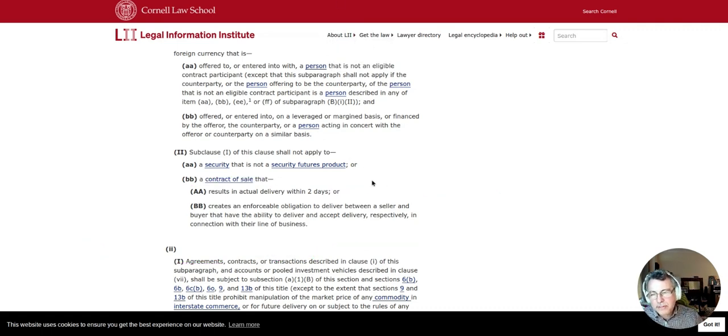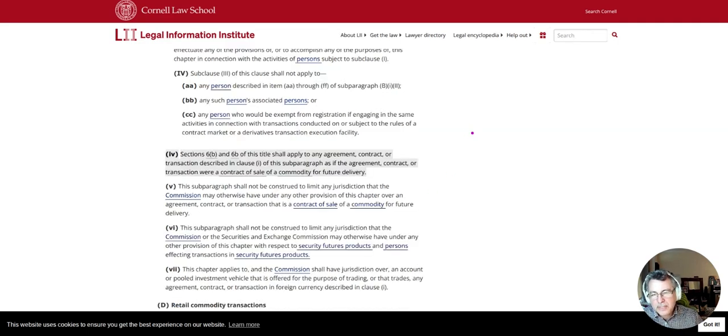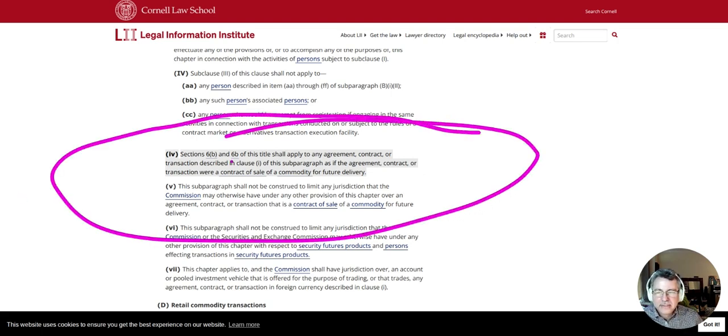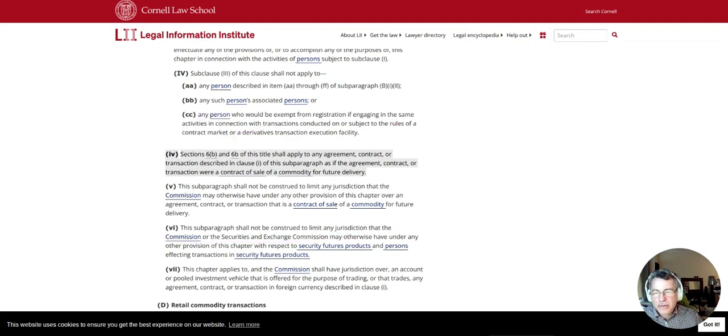And the really interesting part of this is if you scroll further down, and with regard to 2C2C, this so-called Zellner fix, it says that sections 6(b) and 6b shall apply to any agreement, contract, or transaction described in section 1 of this paragraph, which again is Forex futures and options and leverage or margin Forex. And it'll apply as if the agreement were a contract for sale of a commodity for future delivery. So it applies as if they were futures.